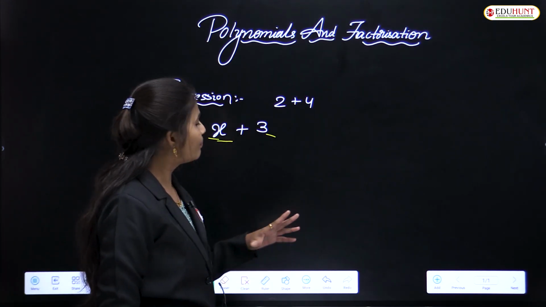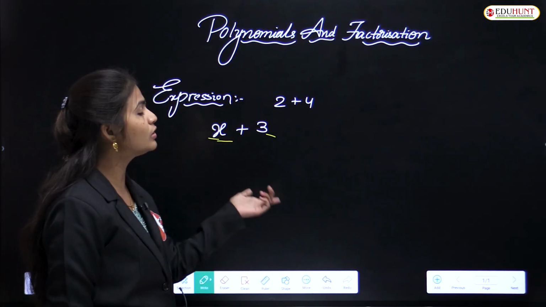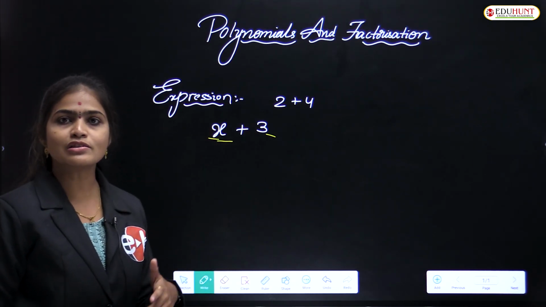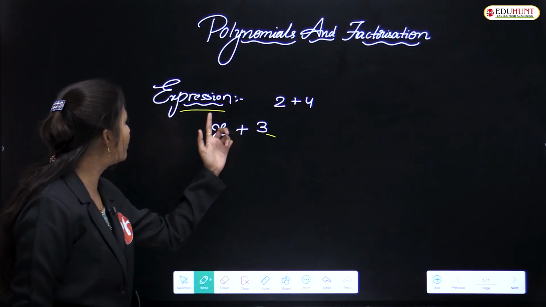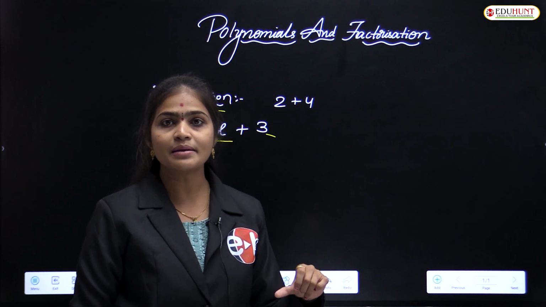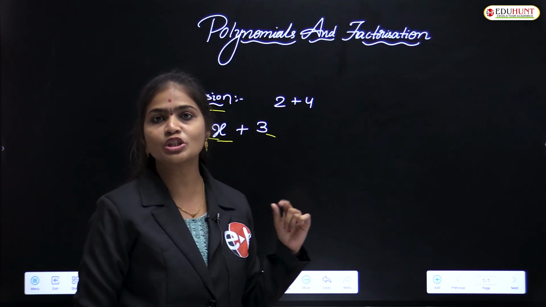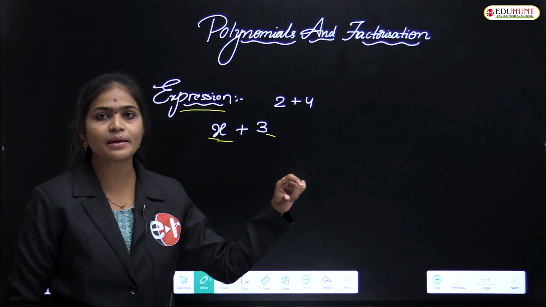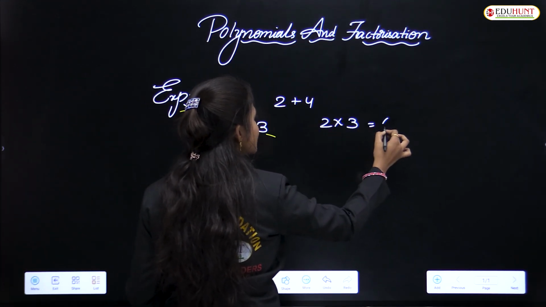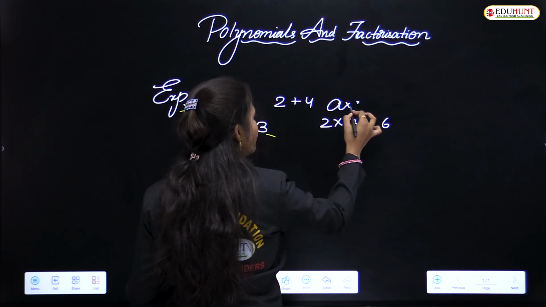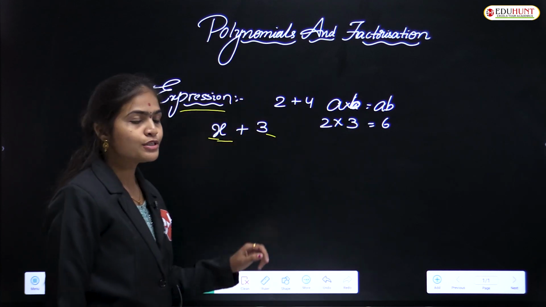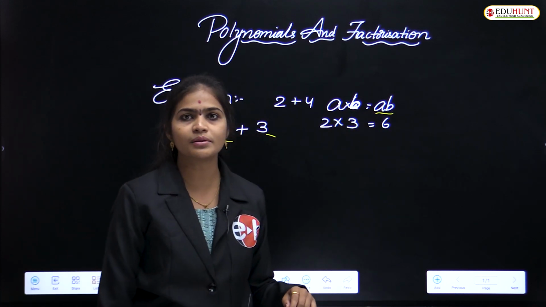Maybe you have a doubt, madam, here 2 into 3, while using multiplication, is it a term or not? That is also a term. Why? Because I told you about the expression: a single term or the combination of terms by using addition or subtraction. Here 2 into 3 means 6. So we can write a into b is equal to ab also, no? We can consider that ab is one of the terms here.